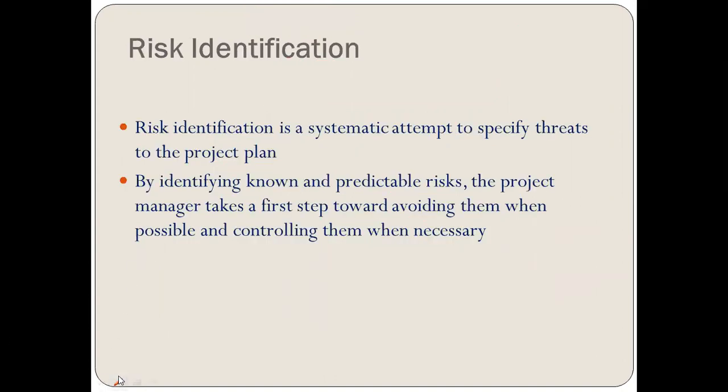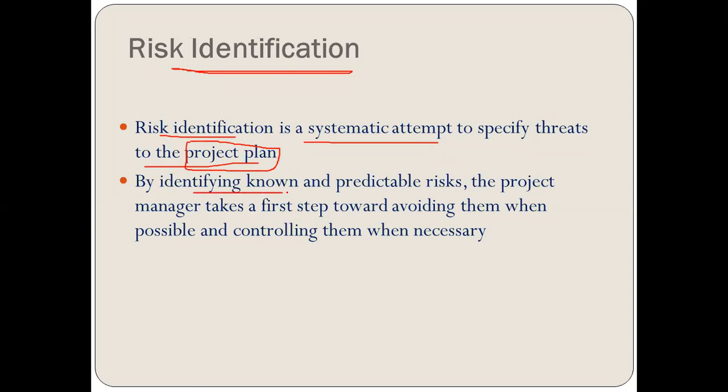Now, next point is risk identification. First point in elaborated form is risk identification. How can I identify the risk? Risk identification is a systematic attempt to specify threats to the project plan. That means I am going to see what are the threats, what are the points which are working as a threat to my project plan. Those are going to be the risks, right?